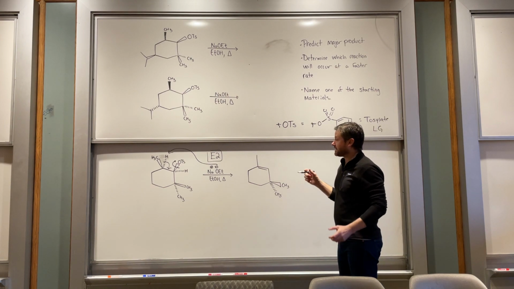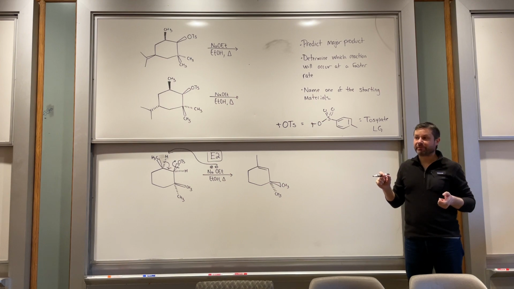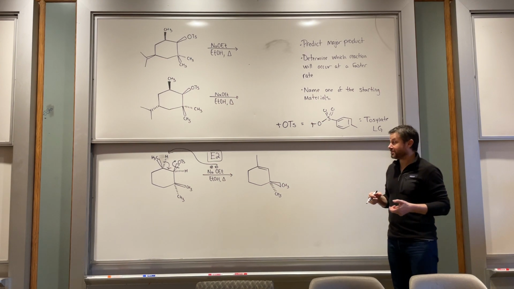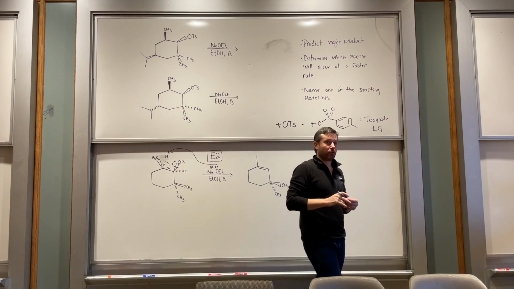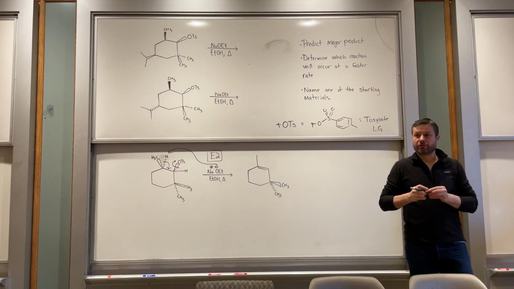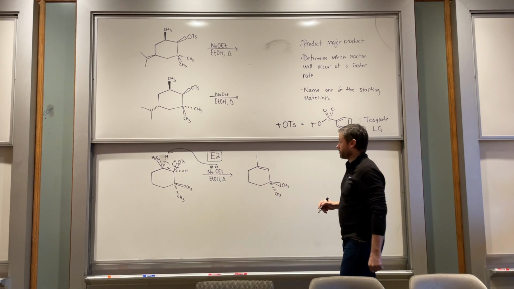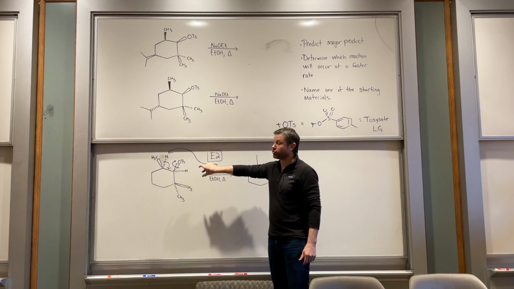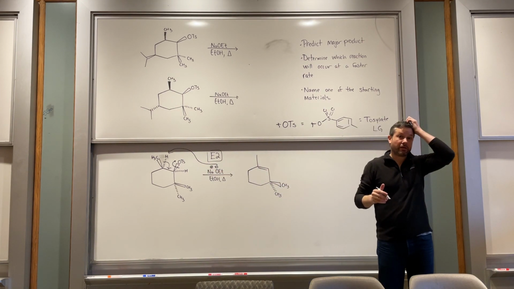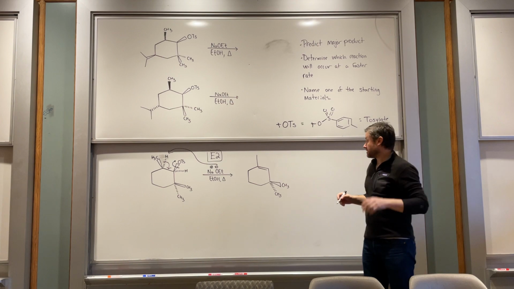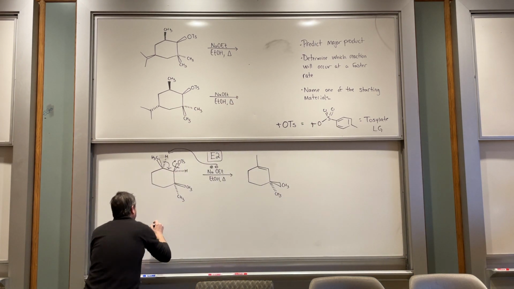Now, in order for this to happen, whenever you do an E2 reaction, there has to be a special spatial relationship between the leaving group and the proton that's being pulled. So what relationship do those two have to have? Anti-periplanar. Yeah, an anti-periplanar relationship. So it's going to actually help to draw this out as a three-dimensional structure to understand if this elimination can, in fact, take place. So let's take our starting material and draw it as a chair.